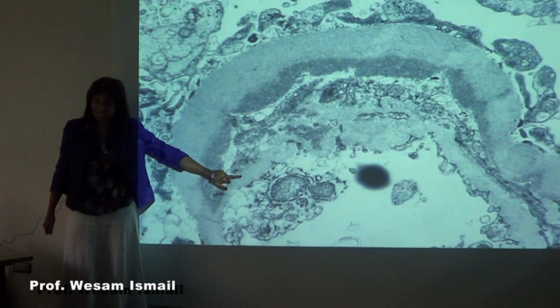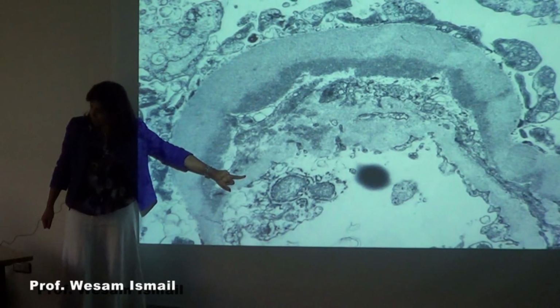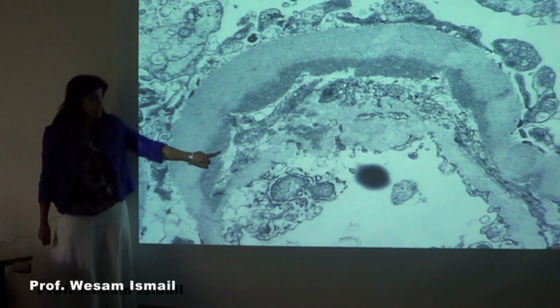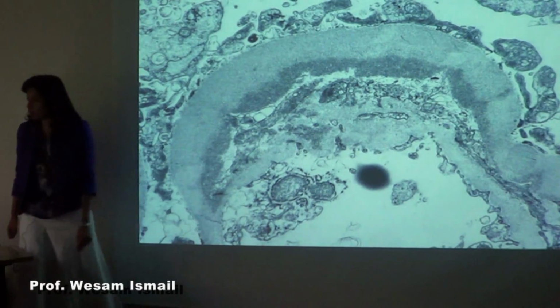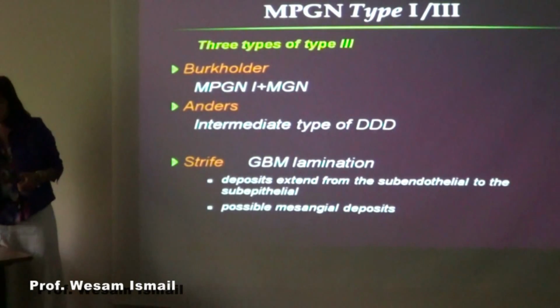Can you see it? This is the complication. There is one basement membrane here, and there is another basement membrane here, and you can see the deposits which irritated the endothelial cell to make a new basement membrane.